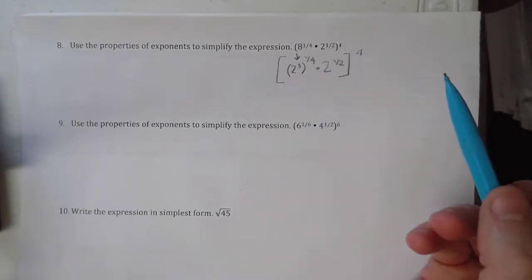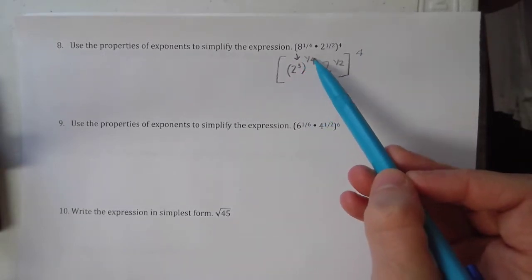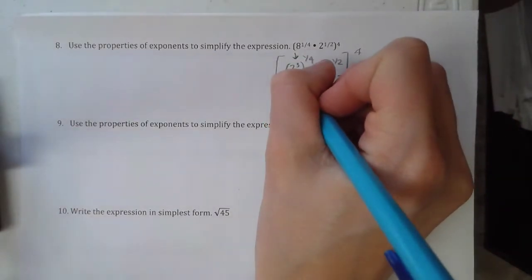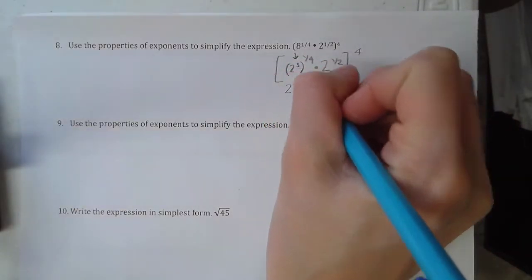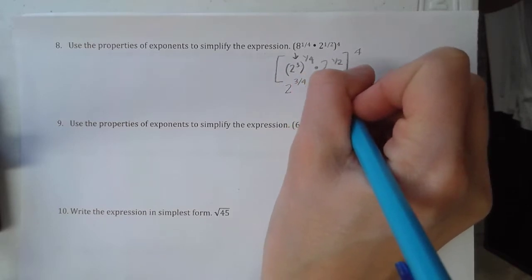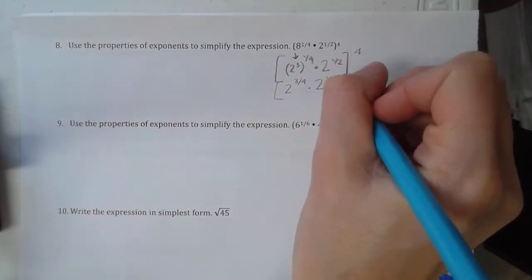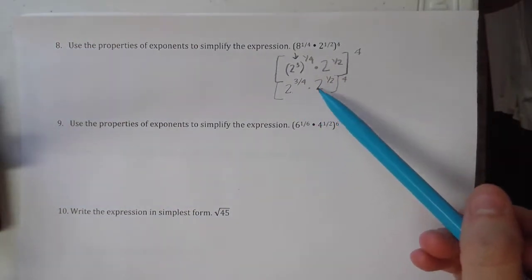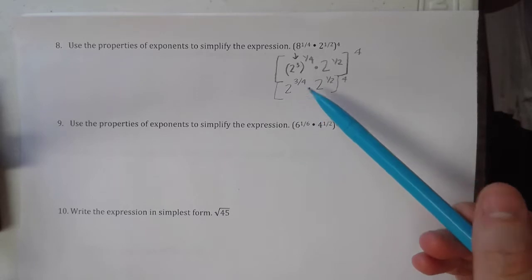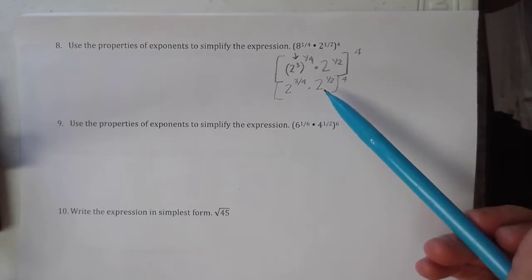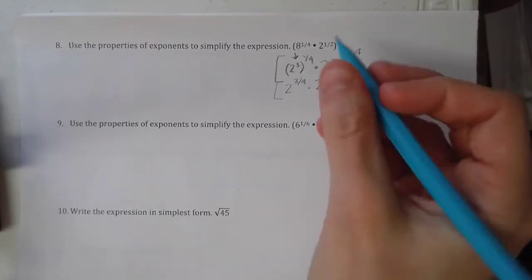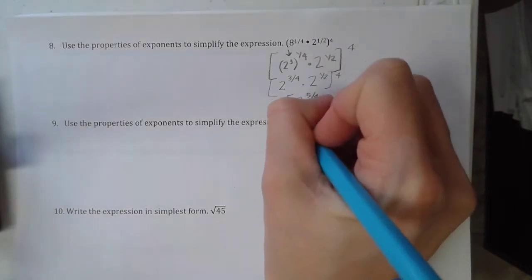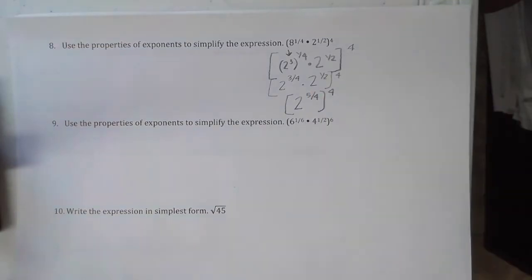So I'll work inside my parentheses. I have 2 to the 3rd to the 1/4, so I'll multiply my exponents. So I have 2 to the 3/4 power times 2 to the 1/2 power. And then again, this is all raised to the 4th. When you have the same base and you're multiplying, you can just add your exponents. So if I do 3/4 plus 1/2, that should give me 5/4. So I have 2 to the 5/4 power, all raised to the 4th.